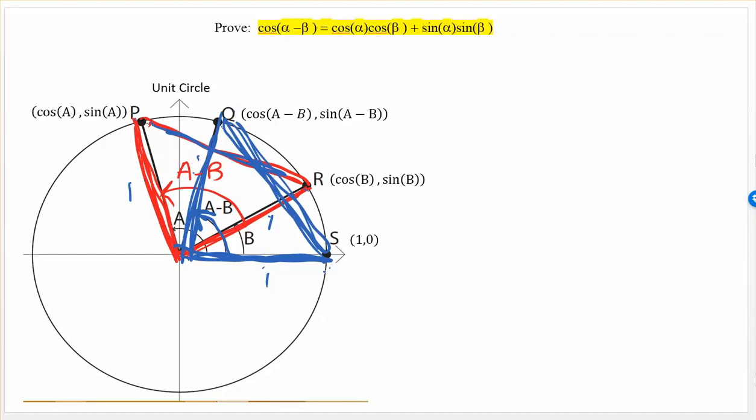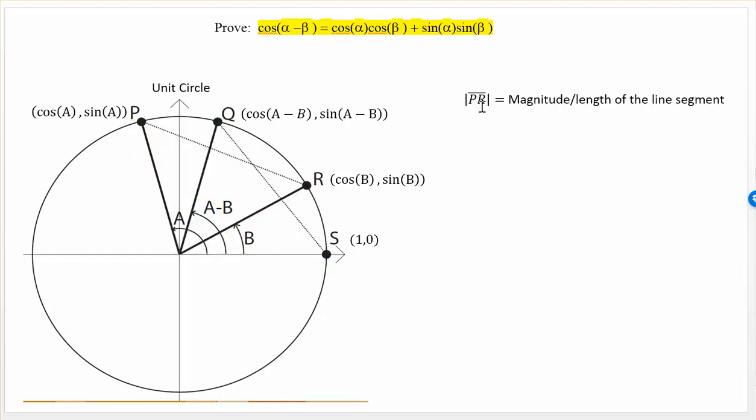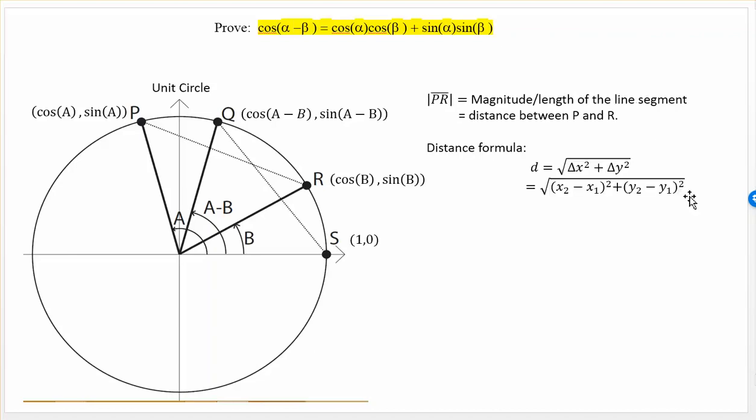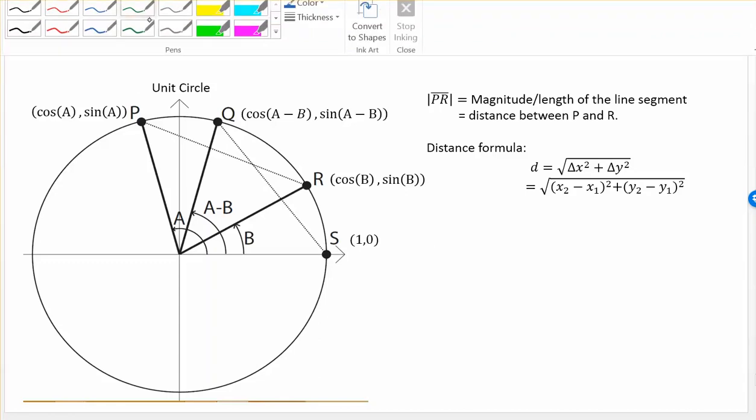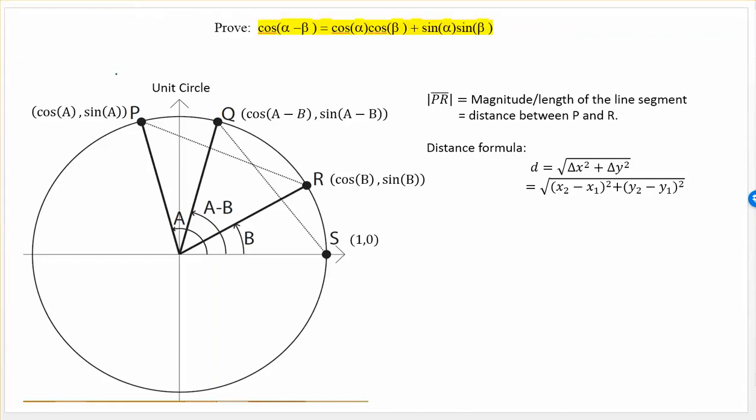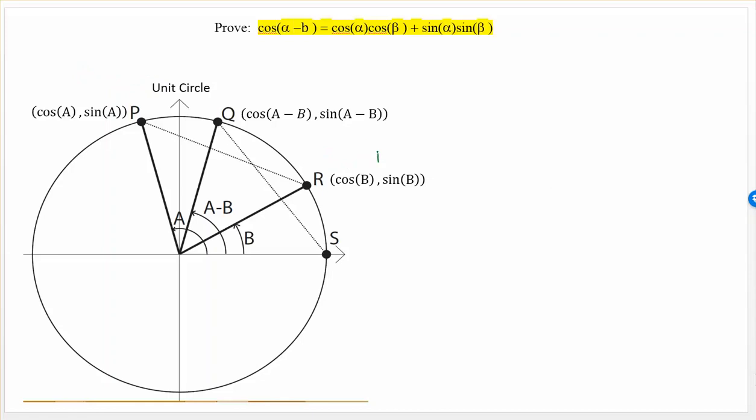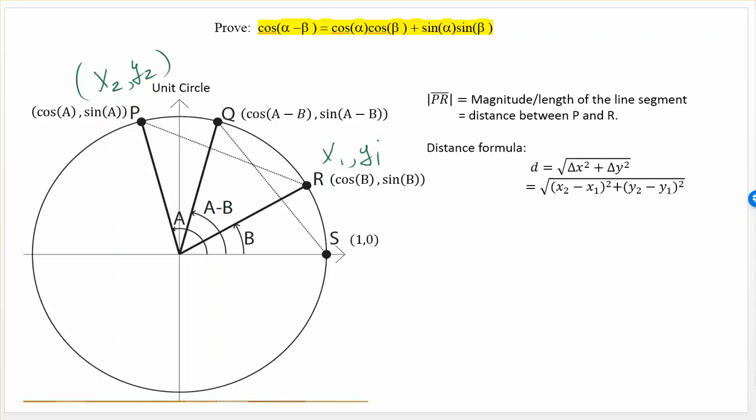So we use mathematical notation for that segment, PR, or the magnitude of the line segment PR, or the distance between the points P and R. So we need to plug in our values. I'm going to call point P our x2, y2, and our point R, our x1, y1. So we're going to plug those values in for x2 and x1.